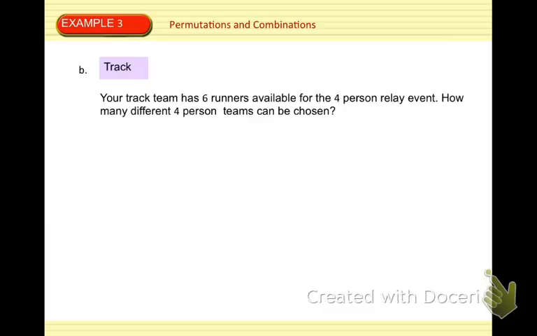For track, your track team has 6 runners available for the 4-person relay. How many different 4-person teams can be chosen? Again, you have to decide, is order important? If you're picked for the relay, other than your speed, does it matter if you were picked first or if you were picked last? It's the same. You'll be in the group. So we have to eliminate all those overlaps. So this is a combination situation where we have 6 runners taken 4 at a time.